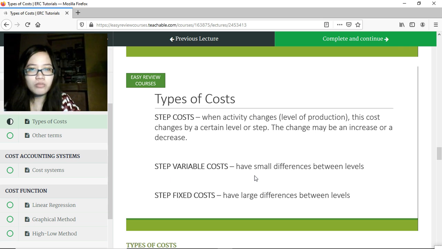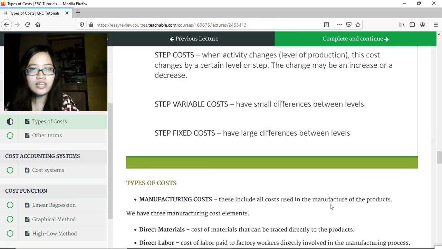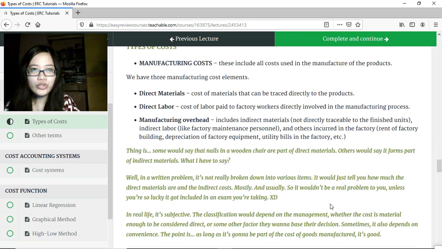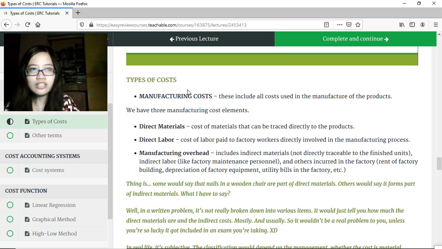And then we have step variable cost, have small differences between levels. So, in this case naman, medyo maliit yung distance from one step to another step. Pag naman step fixed cost have large differences between levels. So, medyo malaki ang agwat, okay, yung pagitan ng pagbabago ng differences, okay? So, yun. Hanggang dun lang pala. And then, itong nandito sa baba, it's essentially yung script ng mga nasa taas natin.